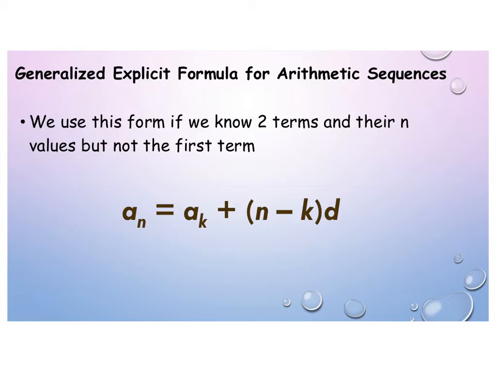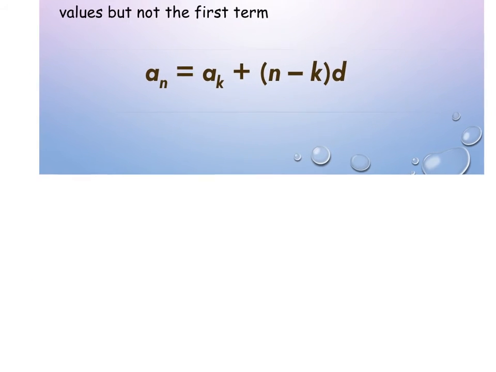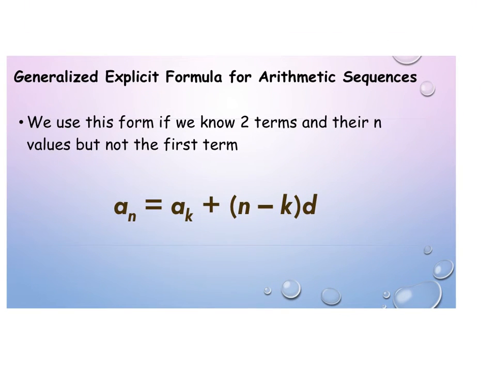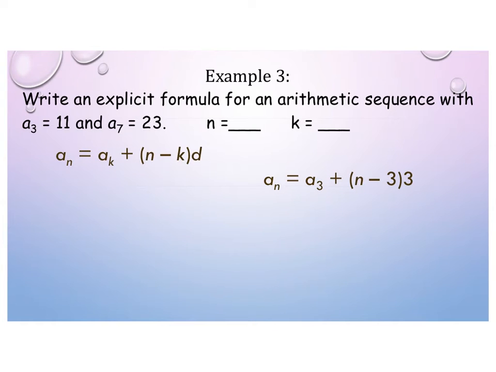Now, we also have a generalized explicit formula. This is for two different terms, the nth term and the kth term. If I have two terms and their term numbers, I can figure out the sequence. This is often used when you only have two terms. Write an explicit formula for an arithmetic sequence where a sub 3 is 11 and a sub 7 is 23.